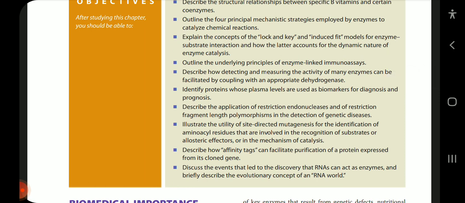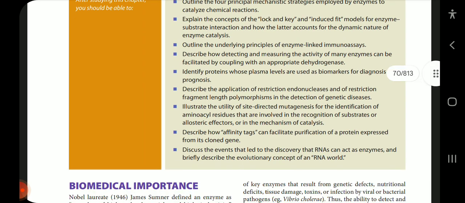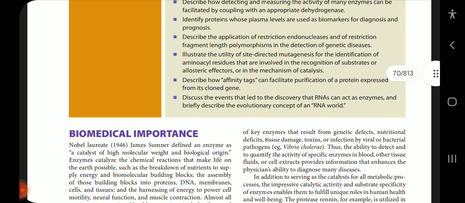Outline the underlying principles of enzyme-linked immunoassays. Describe how detecting and measuring the activity of many enzymes can be facilitated by coupling with appropriate dehydrogenases. Identify proteins whose plasma levels are used as biomarkers for diagnosis and prognosis. Describe the application of restriction endonucleases and of restriction fragment length polymorphisms in the detection of genetic diseases.